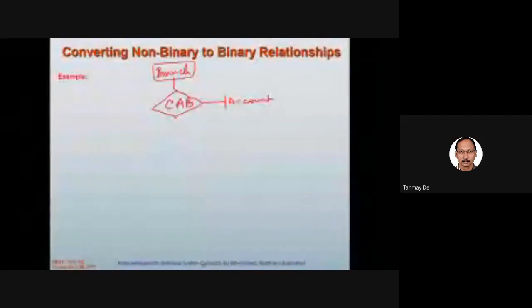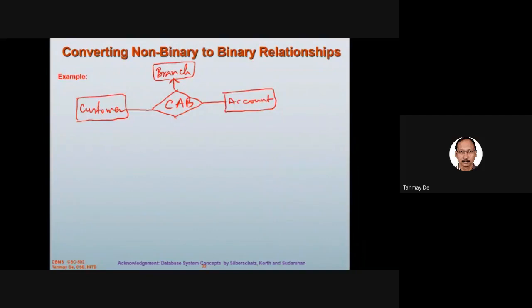Account and customer entity set. That means the CAB relationship is a ternary relationship which associates the customer entity set, account entity set, and branch entity set. And what is the mapping cardinality here? The customer side is many, the account side is many. That means multiple accounts are possible. A particular customer can open more than one account.